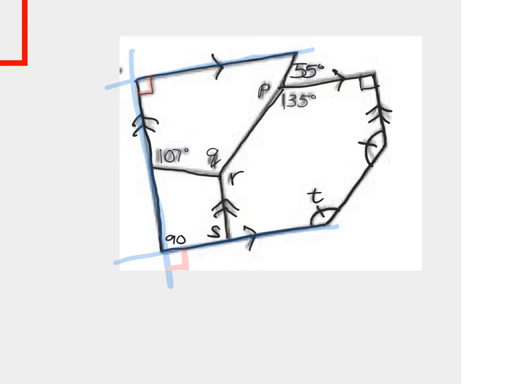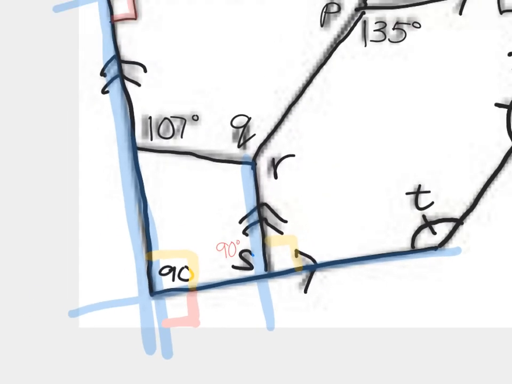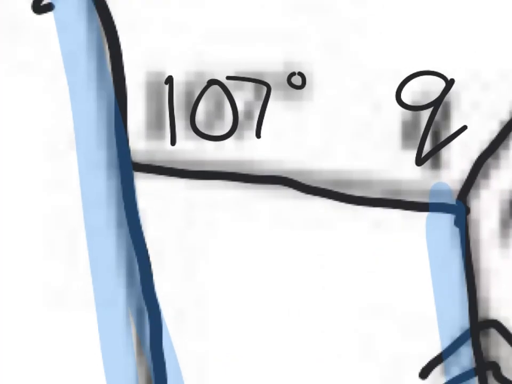Then I've got this line parallel to that line. So again, this 90 degrees will correspond there. And if that side is 90, that means S also has to be 90. So we can fill in S almost right off the bat. I can also fill in this angle because I know it'll make a linear pair with 107. 180 minus 107 is 73 degrees.